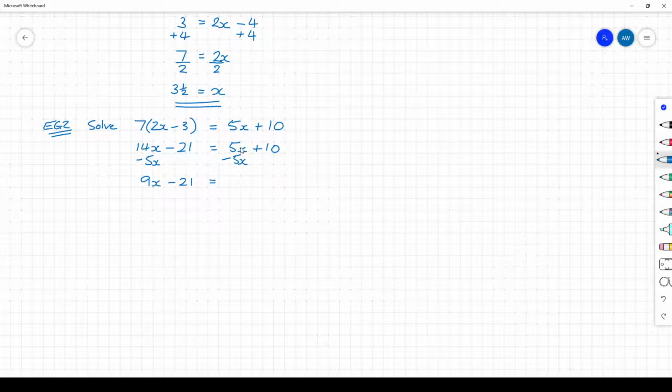Equals, keep them in a line. 5x, take away 5x, nothing, that's why we did it. Plus 10, didn't touch it, so still 10. Don't need to write the plus.